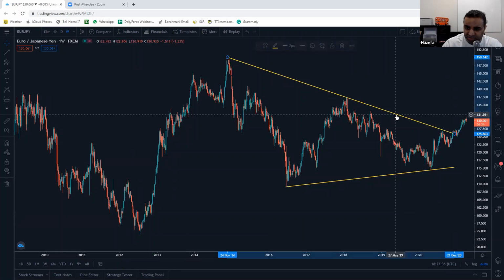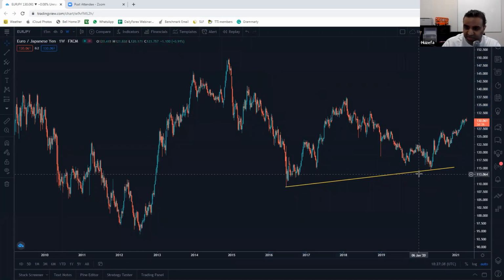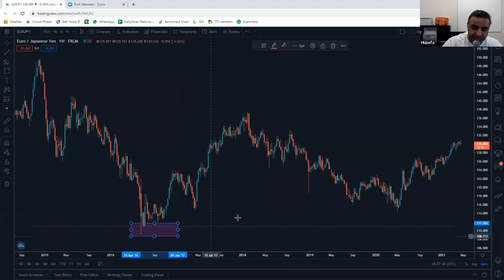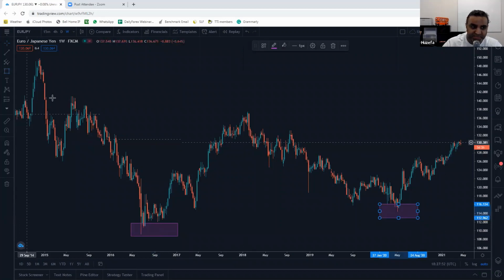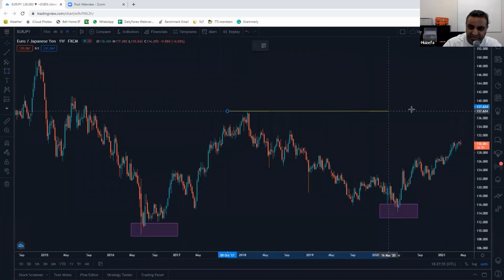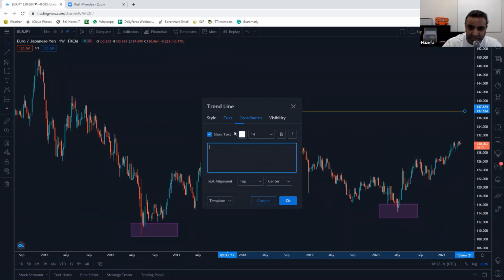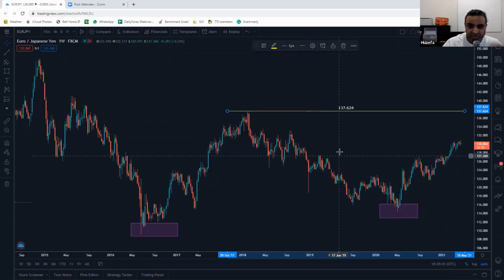Let me remove these lines. I'm essentially bullish euro yen. So you've got two big lows, lower lows. This is the resistance area that really has to break. So let's see where that is. So 137.62. It's in a nice uptrend at the moment.